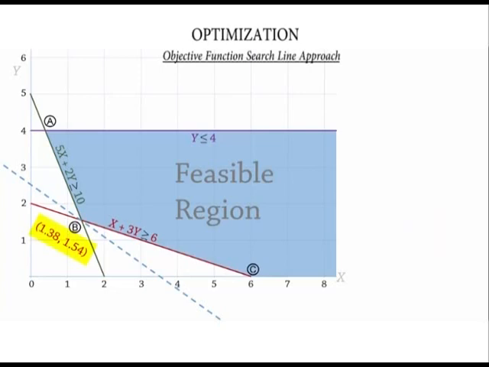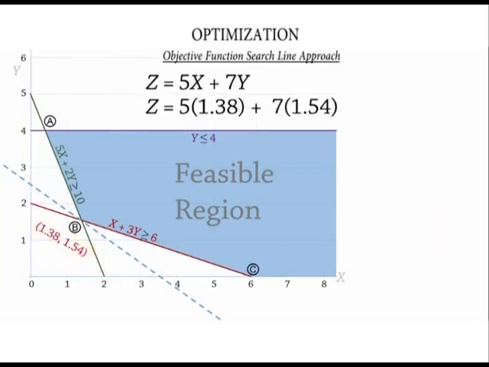If we substitute them into the objective function, we shall have 5 times 1.38 plus 7 times 1.54, giving us 17.7. And you will see the value is less than the 22 we calculated using the closest point. Always take note of situations that don't take fractional values and take the point nearest to the extreme point.